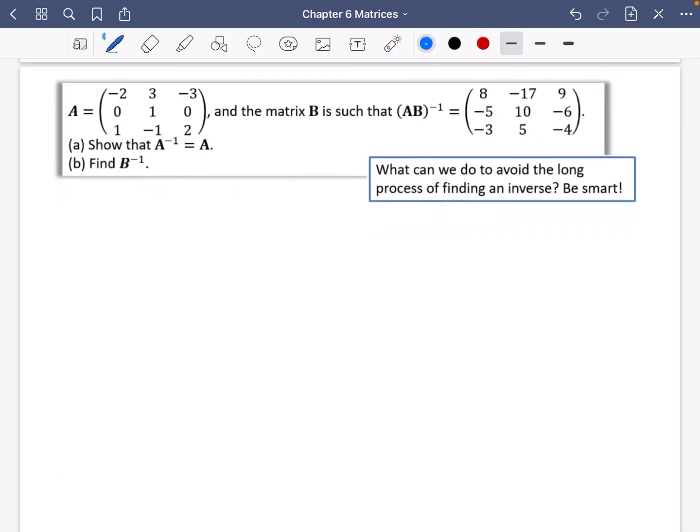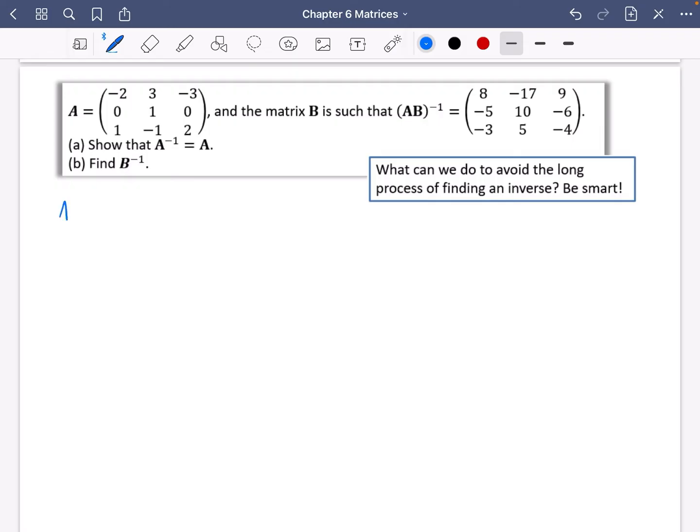Okay, so this time they've told us what A is equal to, and they've said that there is a matrix B such that AB inverse is equal to this thing. And first of all, they want us to show that A inverse is equal to A. Now, doing the inverse of a matrix, yes, you could do it on a calculator, but let's imagine that they wanted you to do the whole process. It's really, really long, and we want to try and avoid this long process, and we want to see if there's a smarter way of doing this.